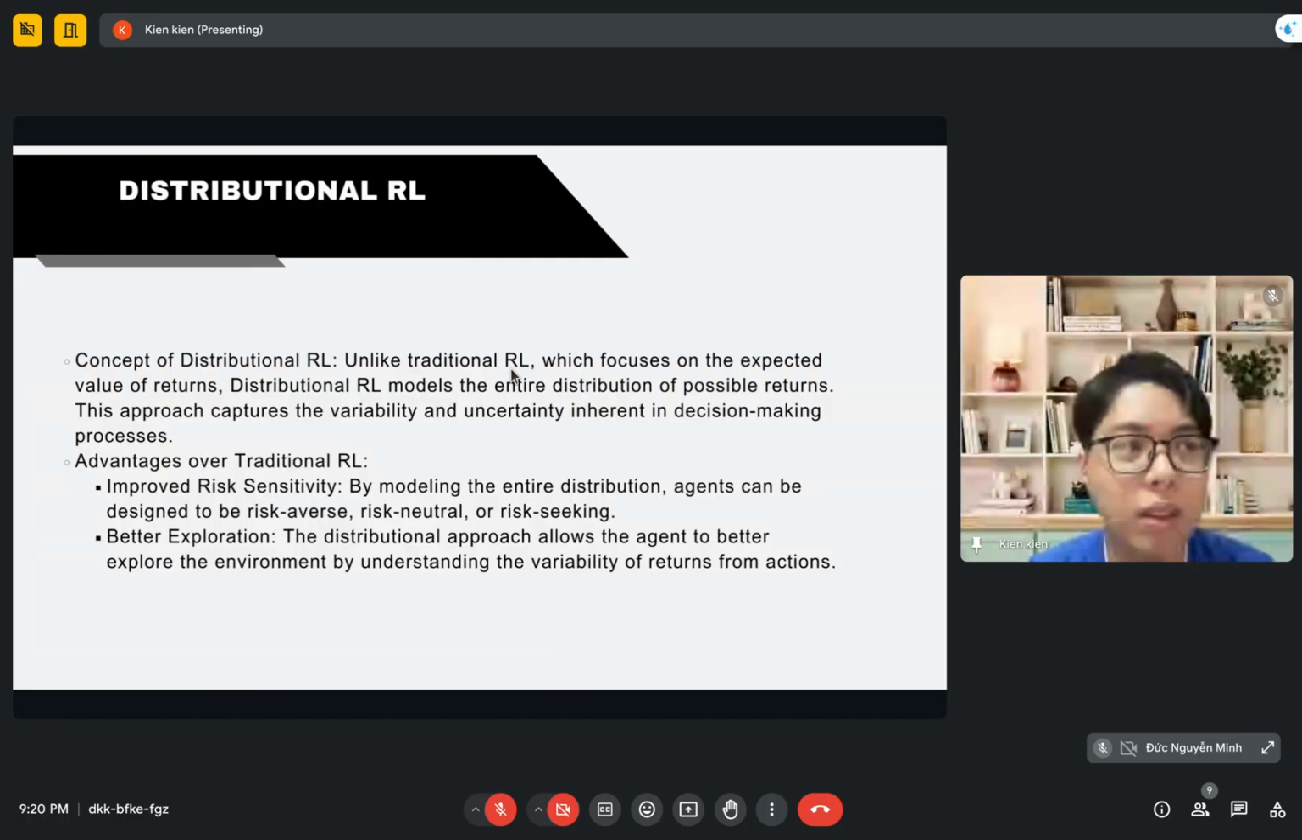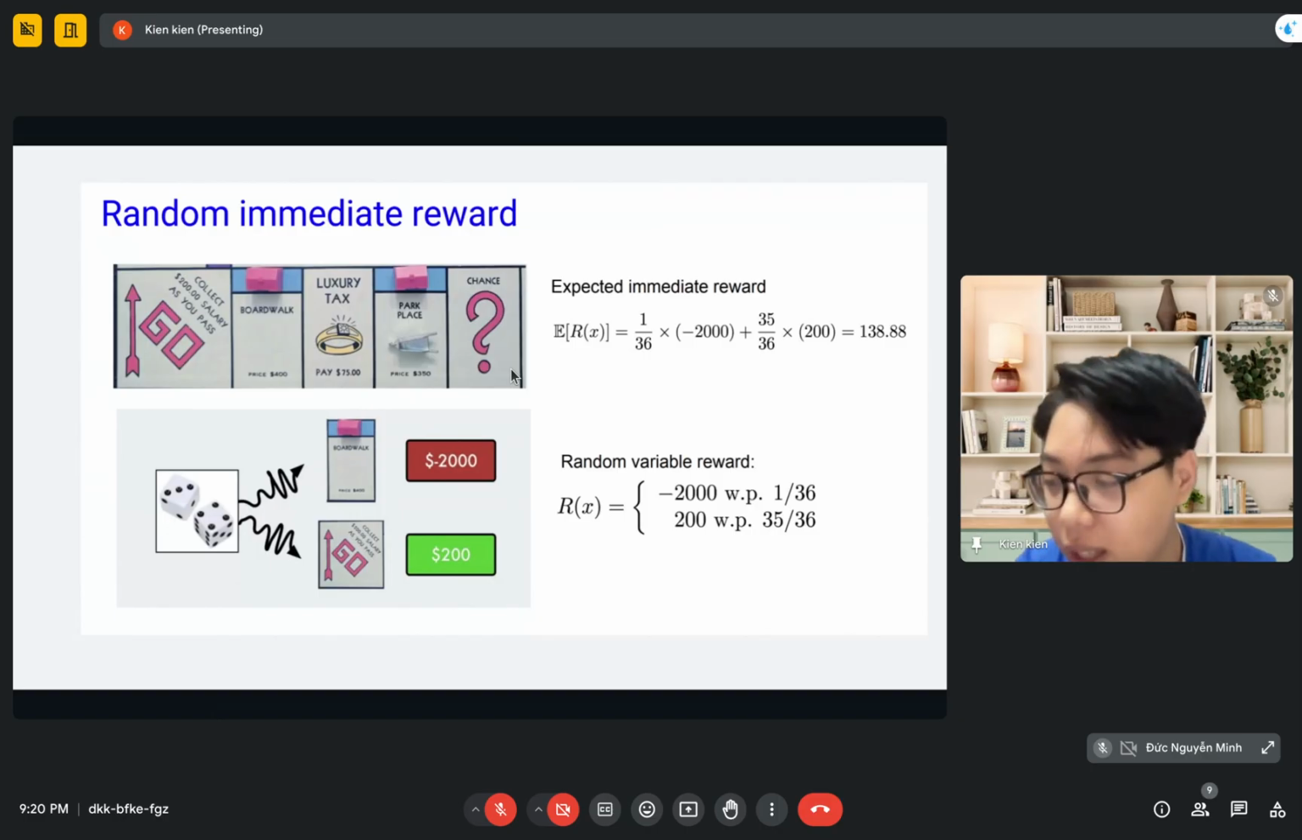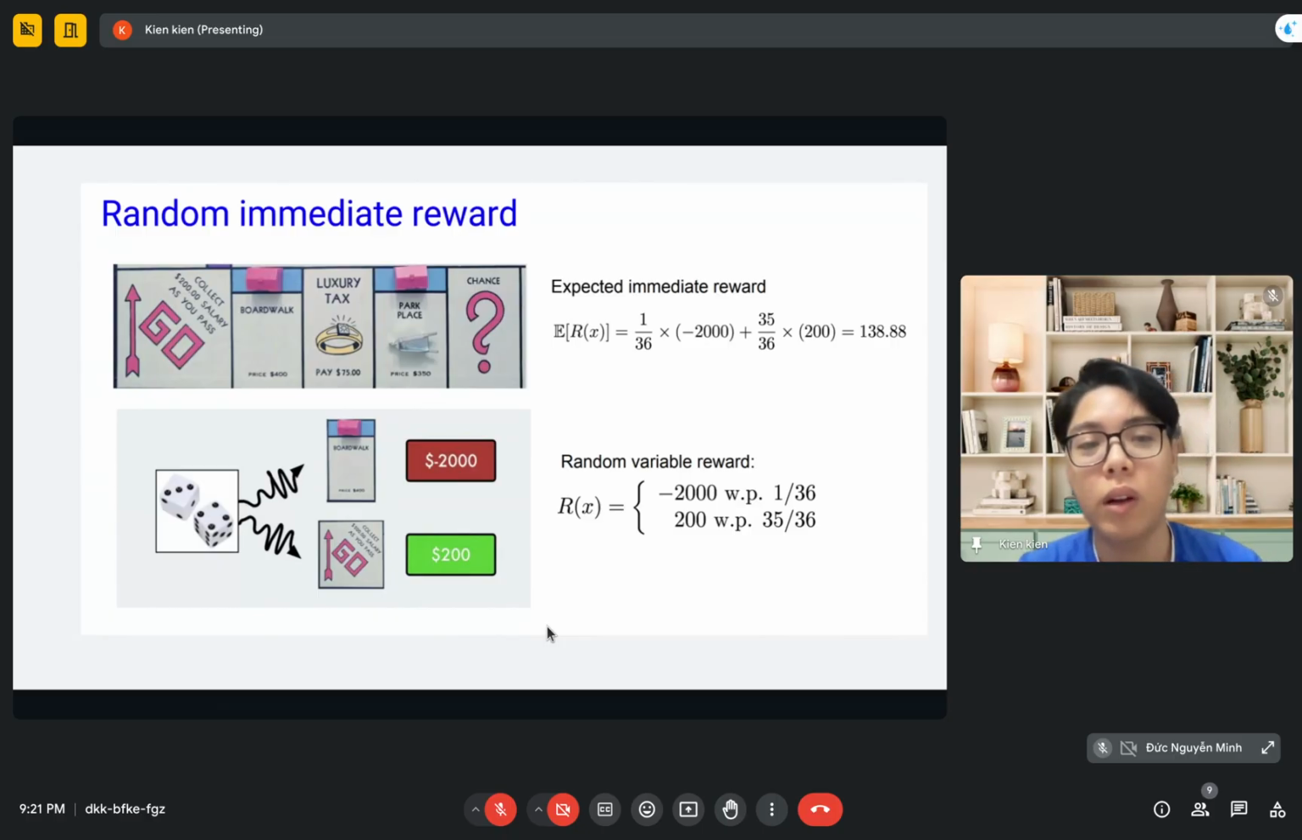For a clearer explanation of what distributional reinforcement learning can bring to improve on normal reinforcement learning, I will use this example. Everyone here knows the game Monopoly, right? You toss some dice and your piece goes to one of the squares, and for each square you gain or lose some money, or sometimes you don't gain anything.